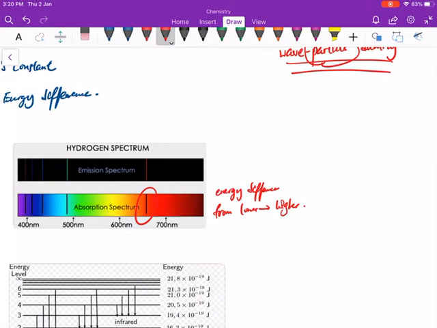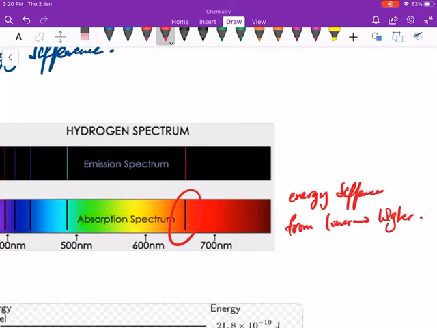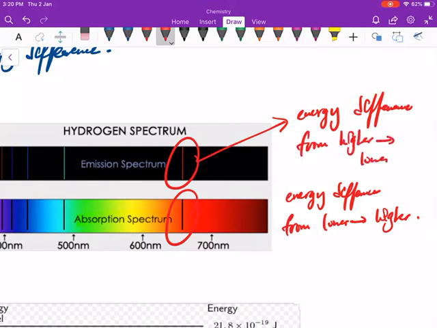And the emission spectra is the other way around. There's a black background with colored lines. And what do these colored lines mean? They are the energy difference of the electrons going from a higher energy level to a lower energy level. Well, this is all you need to know. Memorize it as fact. Now I'm going to explain what it actually means.